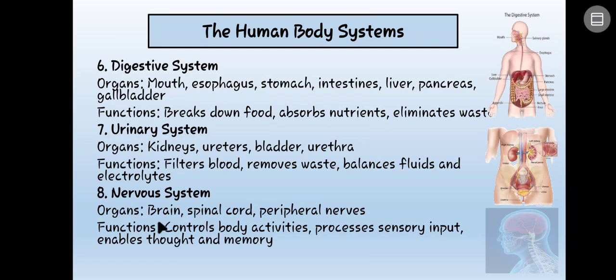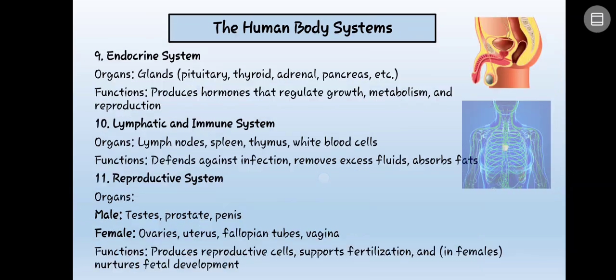So the organs in the nervous system are the brain, the spinal cord, and the peripheral nerves. Anytime you see these organs in anatomy and physiology, know that they fall under the nervous system. The functions of these organs all together are to help control body activities, process sensory inputs, and enable thoughts and memory.